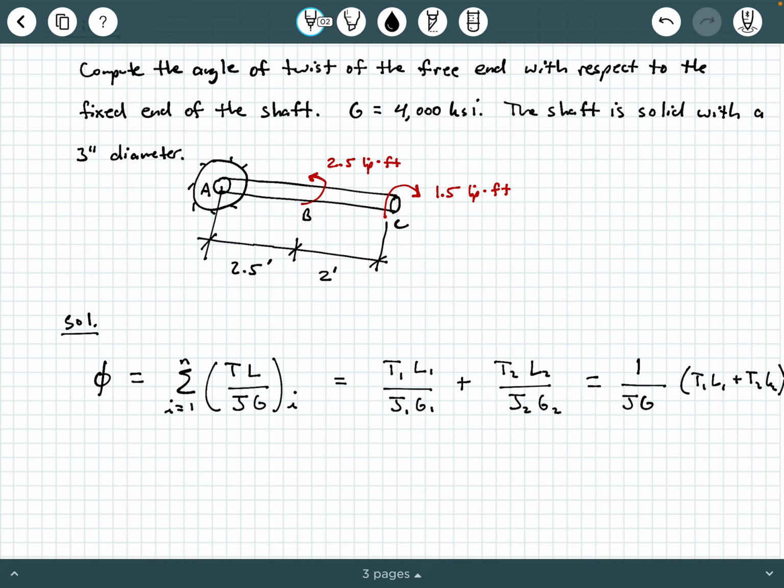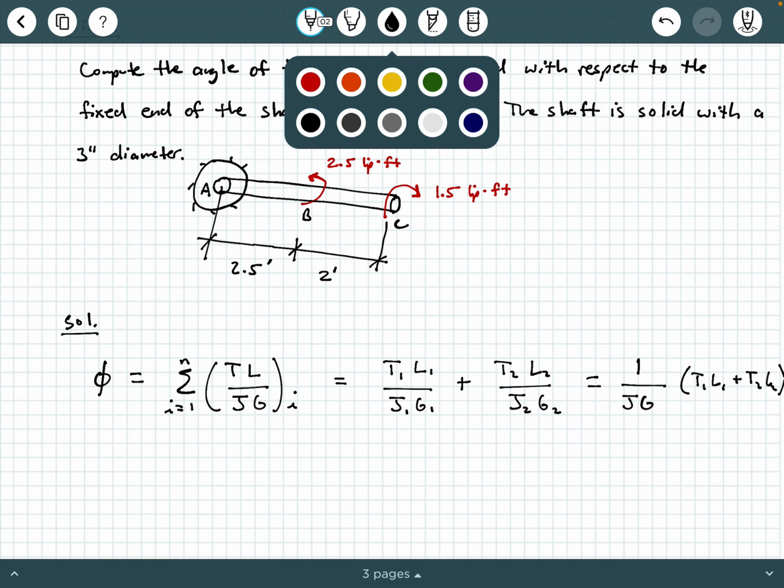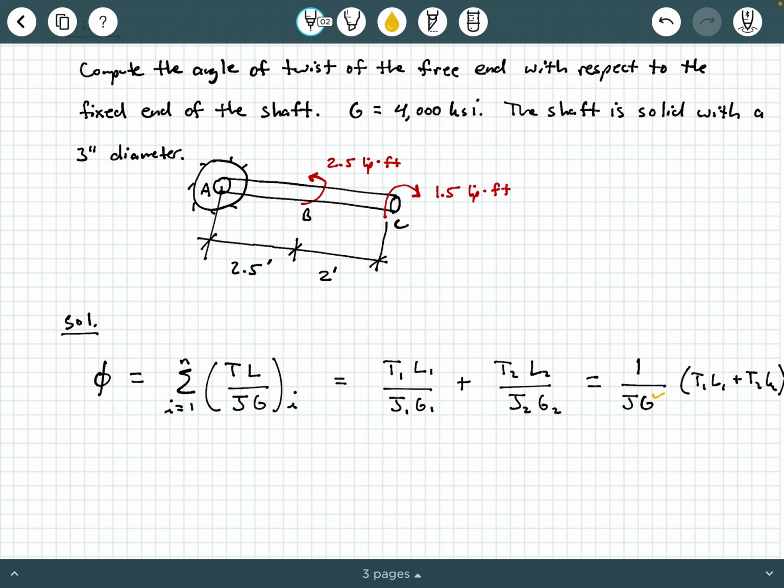Now, here's the question. Where does the real work happen here? Well, we know we've got G already. That was given to us, so I'm going to check that off. We have L1 and L2 given to us as well. Those are the two segment lengths. So what we really need to get is J, T1, and T2.